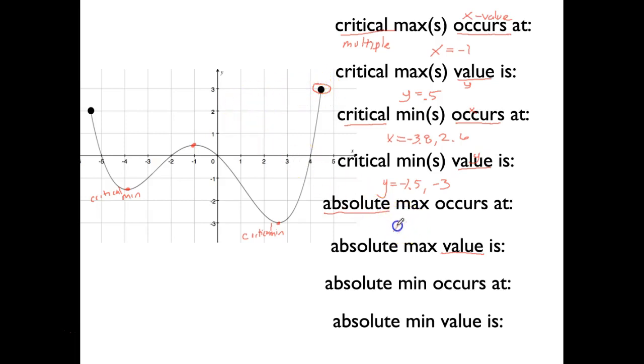So the absolute max occurs at x equals 4.5. Yeah, that's about 4.5 on the x values. And the value of it, the y value, is going to be 3. There's nothing larger than that value.